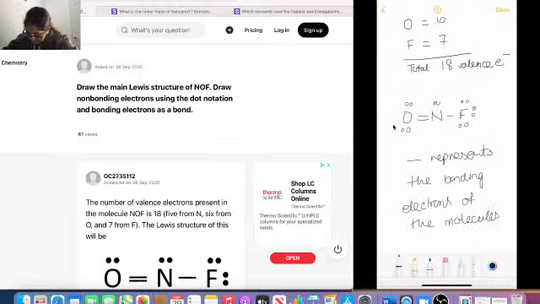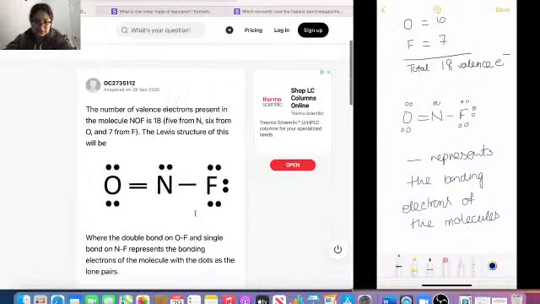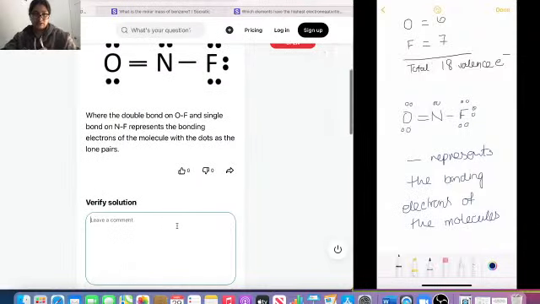Okay, and so this is the main Lewis structure, and as you can see, it has no formal charge, it's neutral. Okay, and so this is correct.